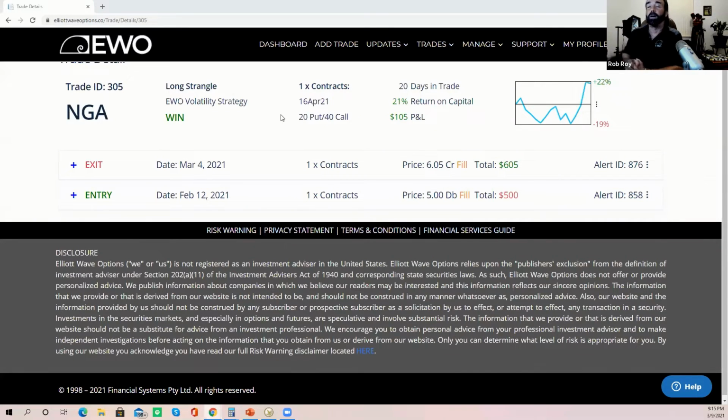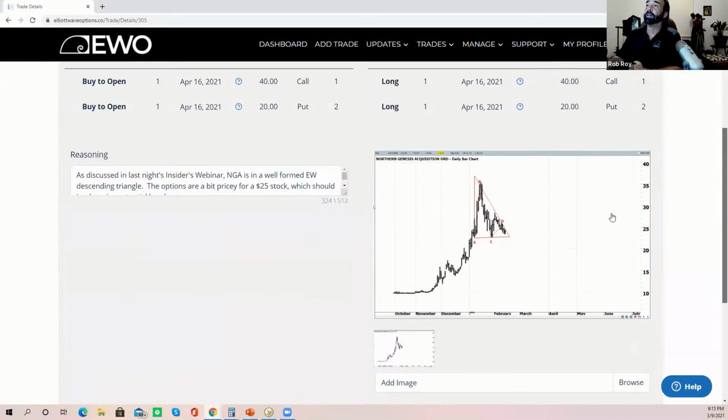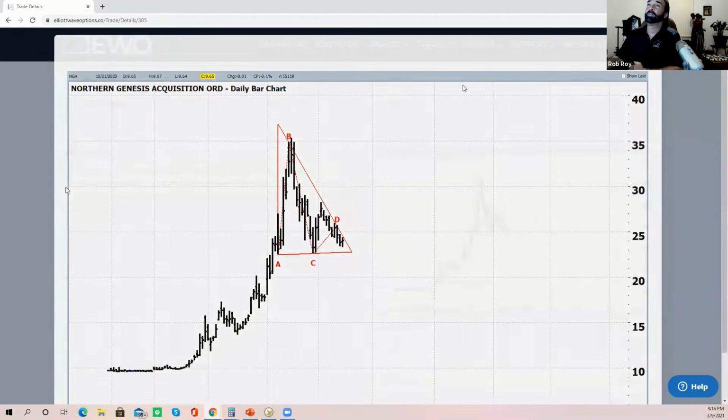It was a profitable trade, and as I show it to you, here was our entry on February 14th or February 12th, and there's the chart. It was a really nicely formed Elliott wave descending triangle. That is as nicely formed a triangle as you could find. So from that standpoint, like, wow, that's great. So the stock is trading at, as you can see right here, around $23 at the time.